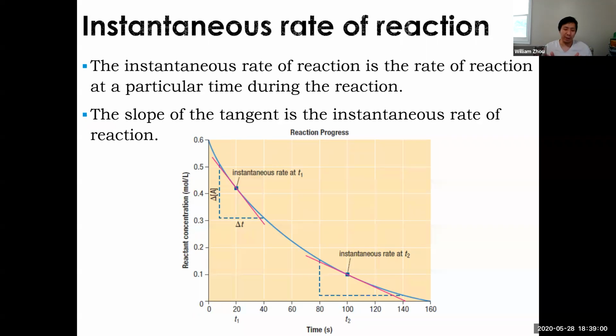Here's the stupid way. If you see a question, I give you a graph and I ask you, so what is the instantaneous rate of change at, I don't know, 20 seconds? Cool, you take a ruler, very carefully, you position the ruler so that it looks like a tangent. You draw a line and you measure the slope.